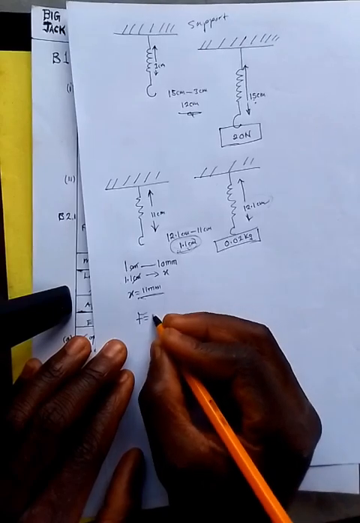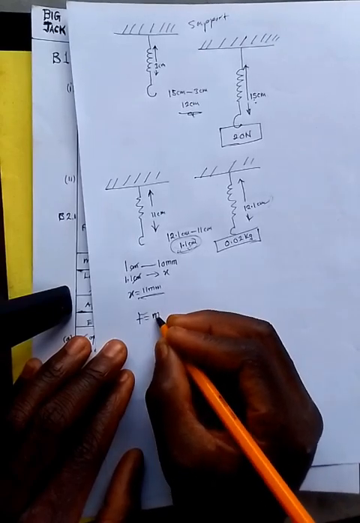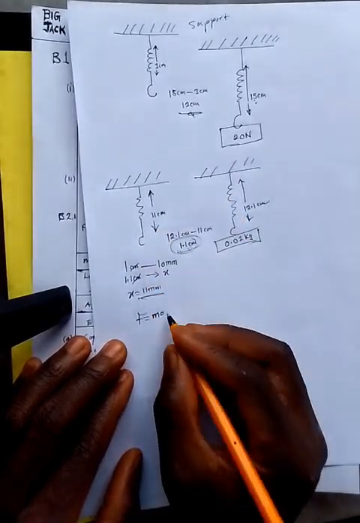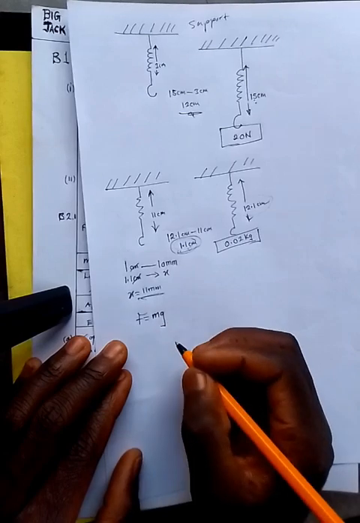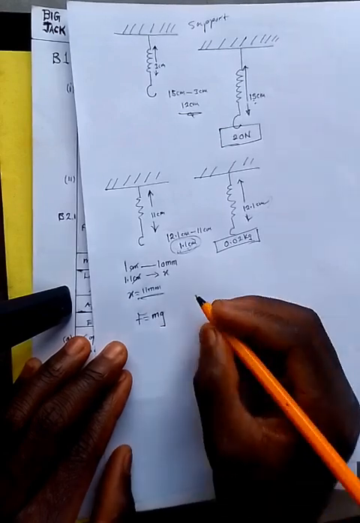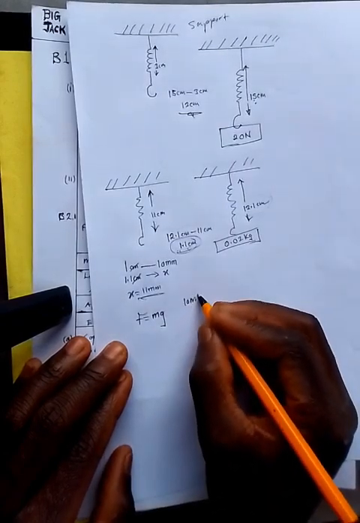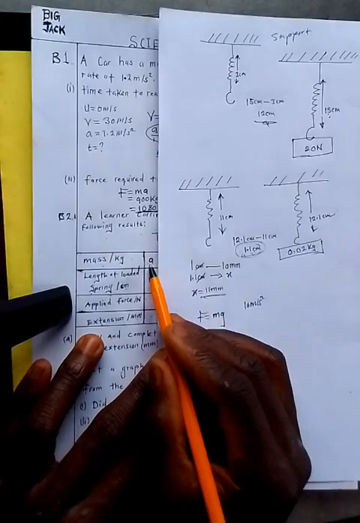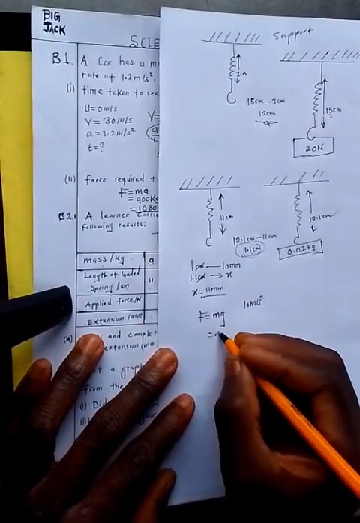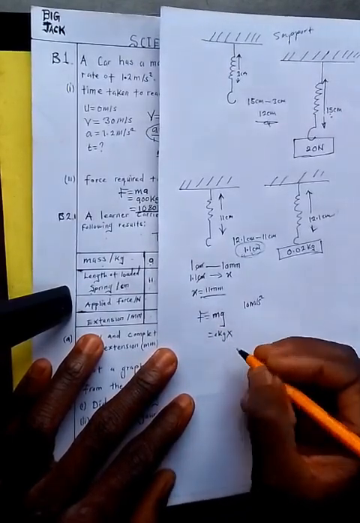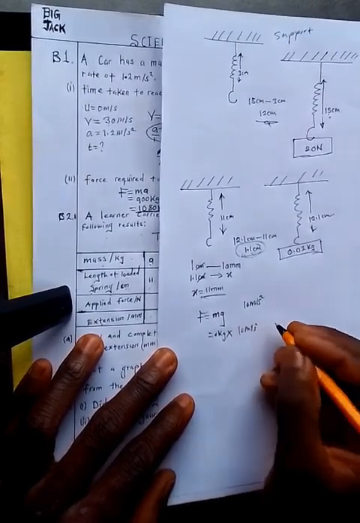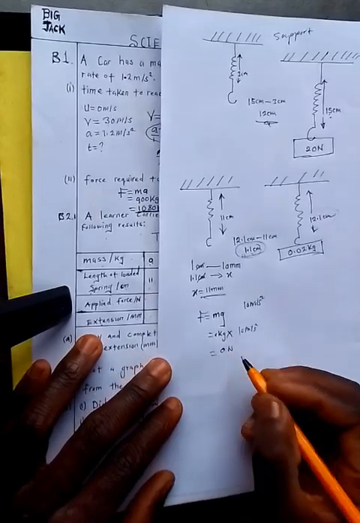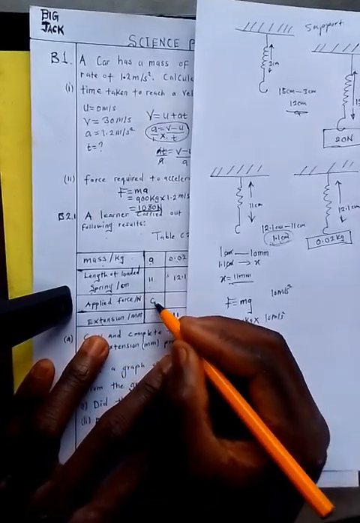Applied force is equal to mass multiplied by acceleration. In this case, when you're dealing with Hooke's law, we take acceleration due to gravity, which is 10 meters per second squared. Now, if we have 0 as the mass, we are going to say 0 kgs multiplied by 10 meters per second squared. What will be the answer for the applied force? It is going to be 0 newtons. So meaning here we are going to have 0.